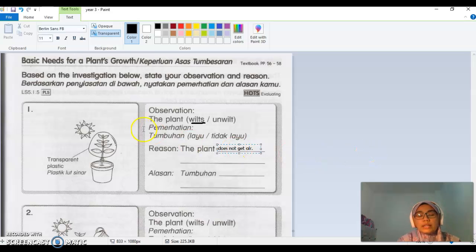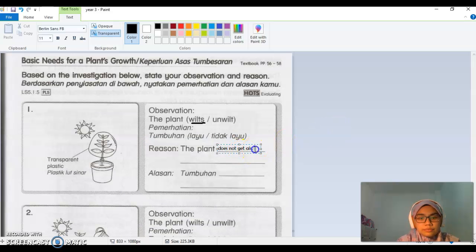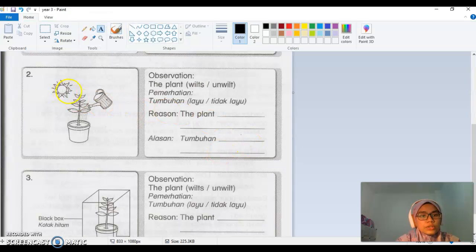Kerana tumbuhan tidak dapat apa? Tidak dapat udara. Cahaya matahari ada tak? Ada. Tapi bila ditutup dengan plastik, when we put the transparent plastic, dia tak dapat nak bernafas. Alright, next. So we go to the next question.